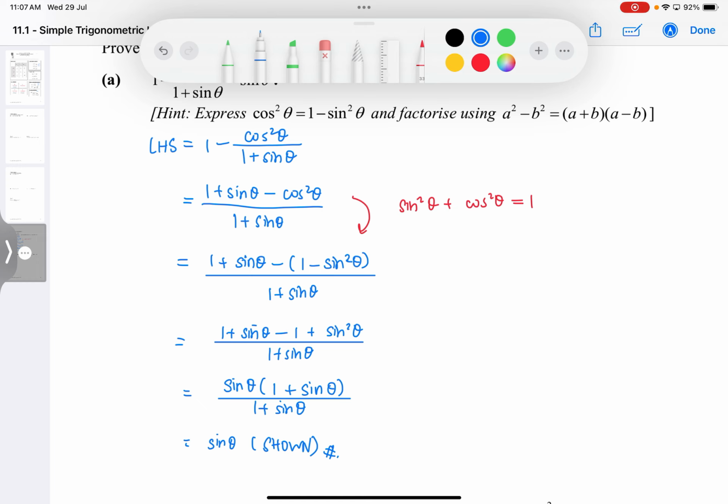Okay? What is 1 plus sine? This one? Here to here, is it? Because 1 minus 1 is 0. So I'm left with sine theta plus sine square theta. Yeah, so I factorize out the sine. Yeah, I'm doing two things in a single step.